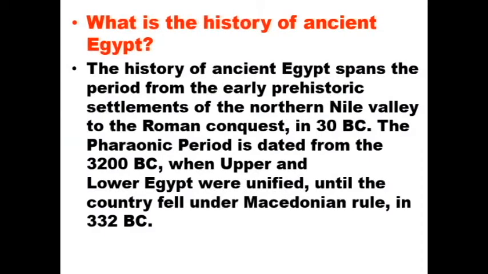Now the history of ancient Egypt spans the period from the early prehistoric settlements of the northern Nile Valley to the Roman conquest in 30 BC. The Pharaonic period is dated from 3200 BC, when Upper and Lower Egypt were unified, until the country fell under the Macedonian rule in 332. Now this slide has some questions in it.